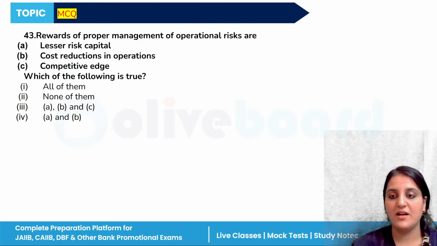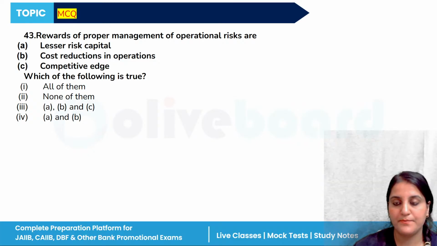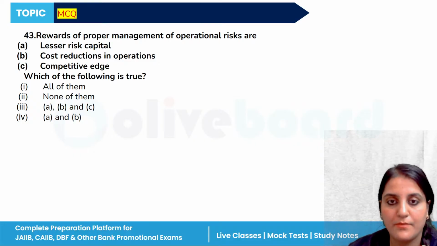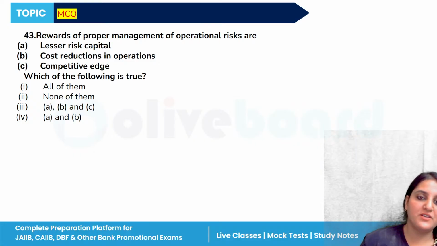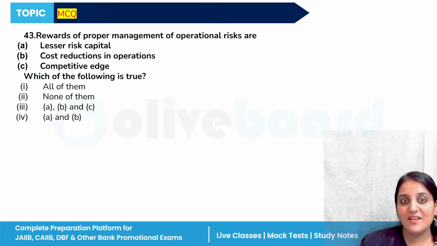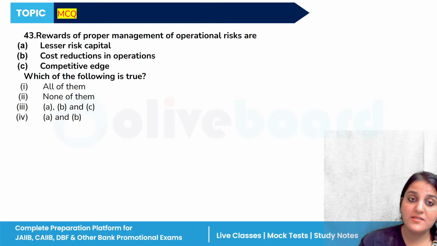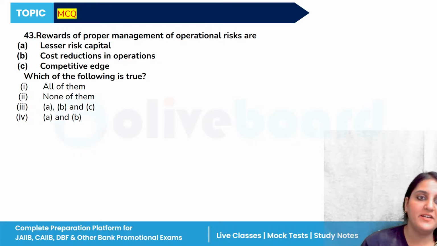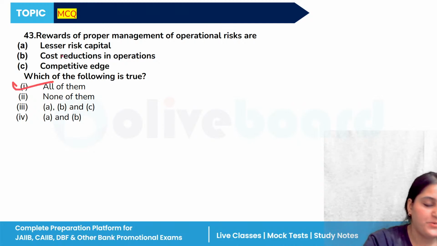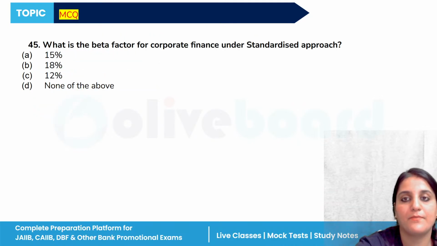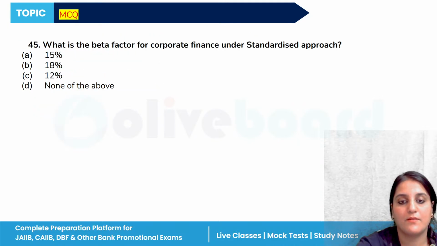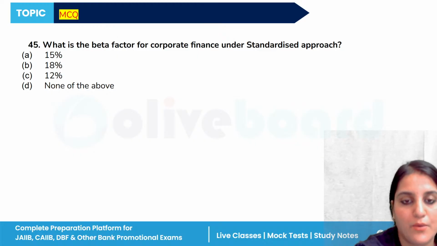Now what are the rewards of proper management? The rewards of proper management of operational risk are: yes, there will be lesser risk capital, there will be cost reduction in operation, and competitive edge. So basically option first is correct here. Okay. Now next question.